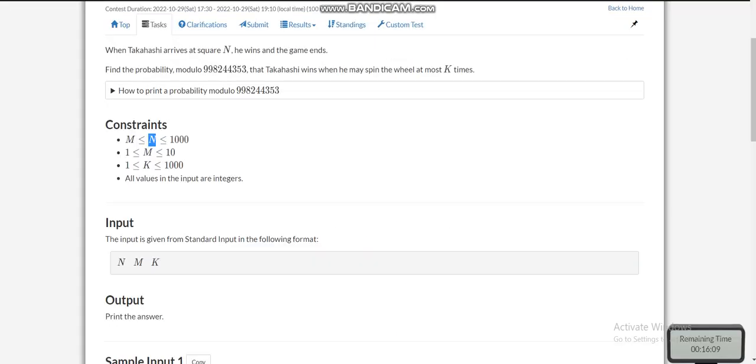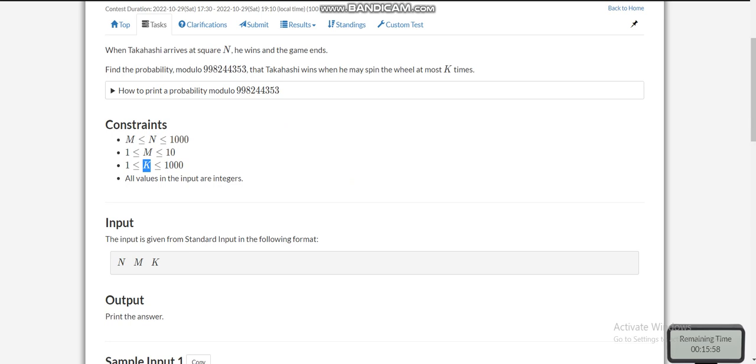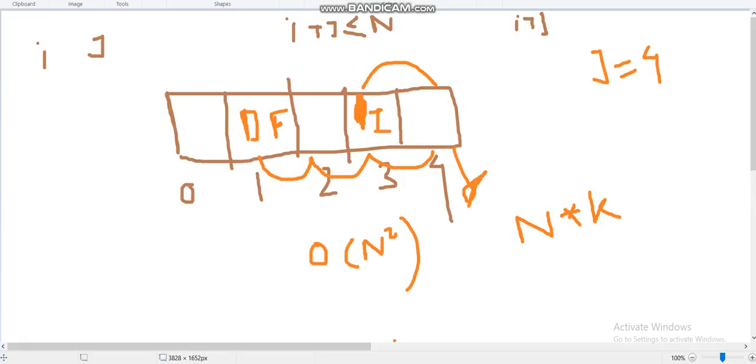And what would be the second parameter? The second parameter could be k, because we are considering at most k moves. So n into k, which is 10 to the power 6. Now we can consider M also, because this is quite low. So n into m into k is of order 10 to the power 7, and for these constraints, order n into m into k will get accepted.